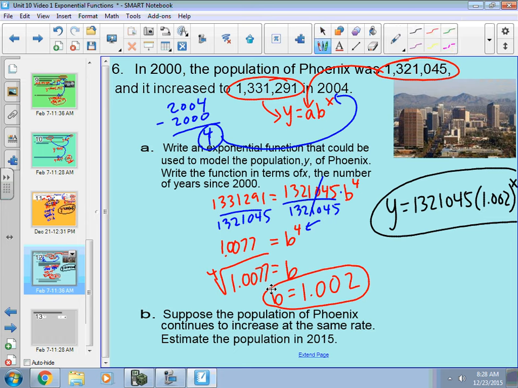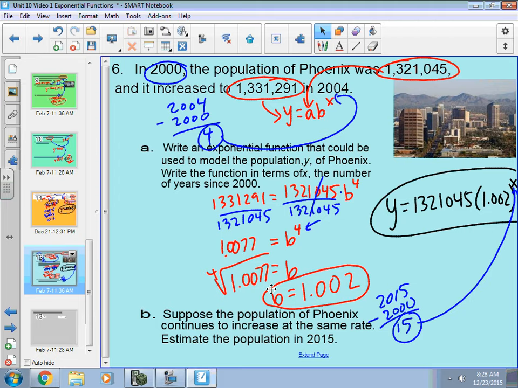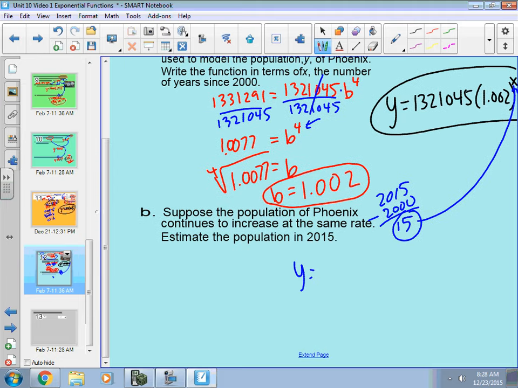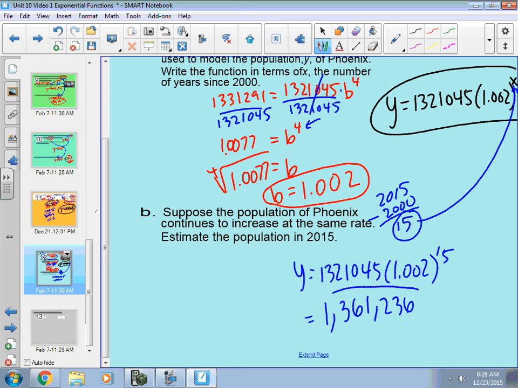2015. Well, 2015 minus our starting year of 2000 means that the time is 15 years. So now we want to take 15, put it in for x, and see what we get. So what is this going to come out to be? Now it's just a calculator problem. You've got to plug that in your calculator and see what you get. And if you plug it in correctly, you should come out that the population is going to be 1,361,230, approximately 236. That would be the population.